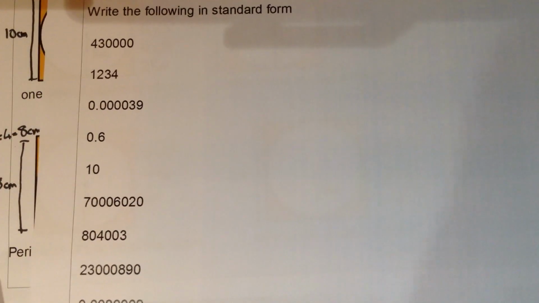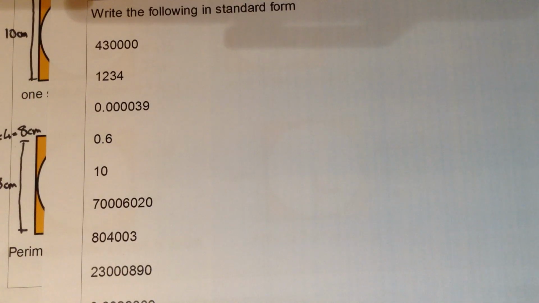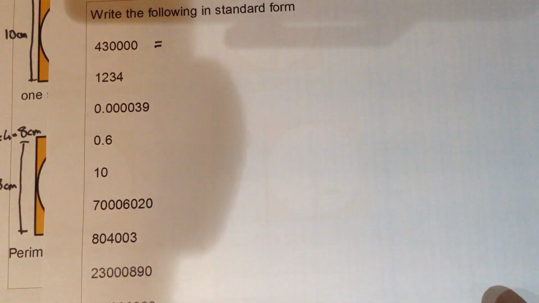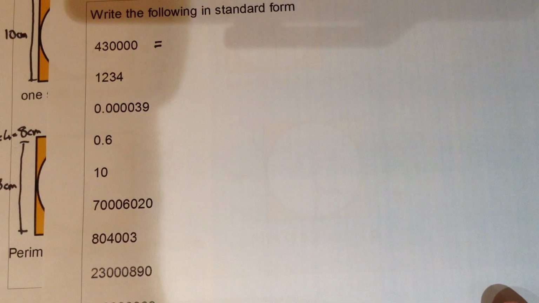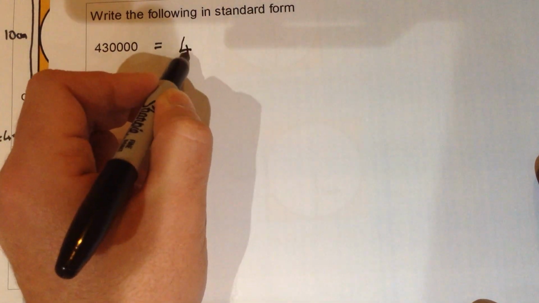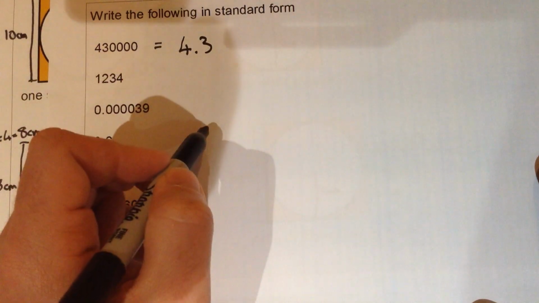The next topic we've got is writing numbers into standard form. Now there's quite a lot of questions here, so I'm just going to pick out a couple so you can have some practice yourself. So the first one, the initial part of the number in standard form must be between 1 and 9.9 recurring, so I'm just going to use the first bit of the number here and put 4.3.